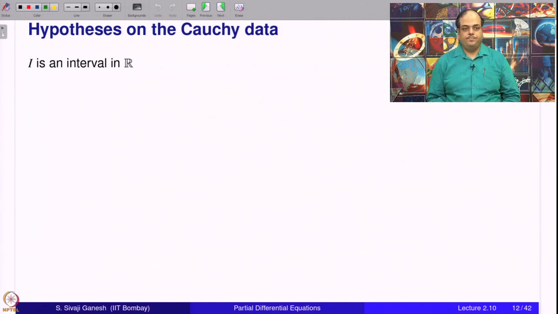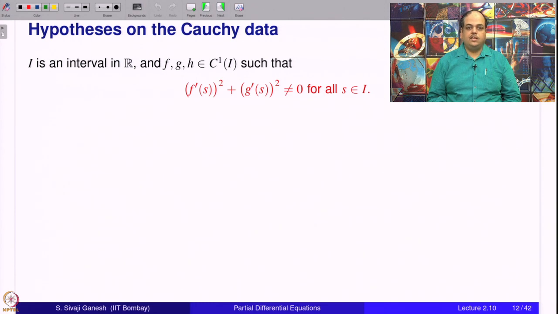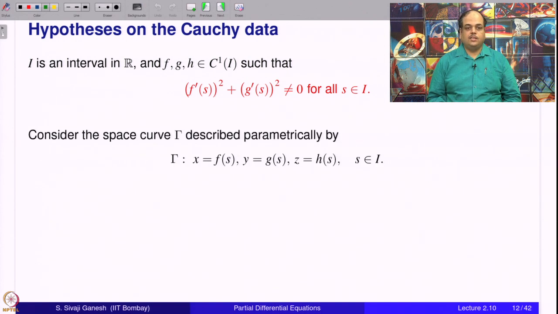Now, Cauchy data. We take an interval I in R and we take 3 functions which are C1 functions such that f'^2 + g'^2 is not equal to 0 for all s in I. Consider the space curve gamma described parametrically by x=f(s), y=g(s), z=h(s). Recall this condition meant that the projection of gamma to Omega_2, which was called gamma_2, is a regular curve.